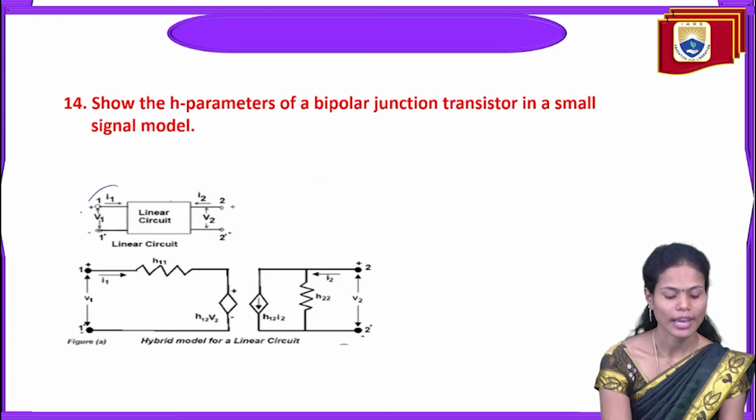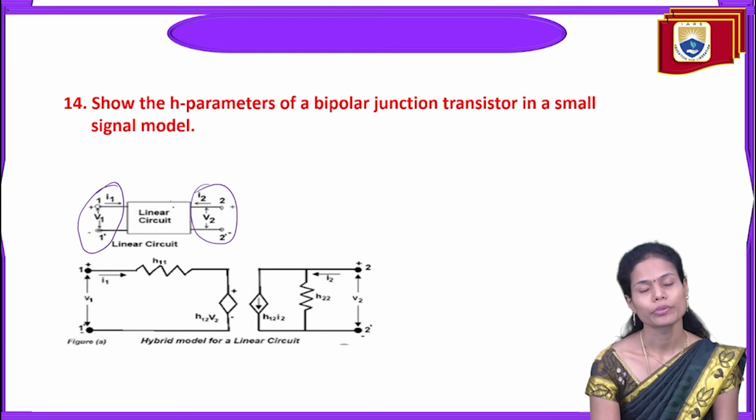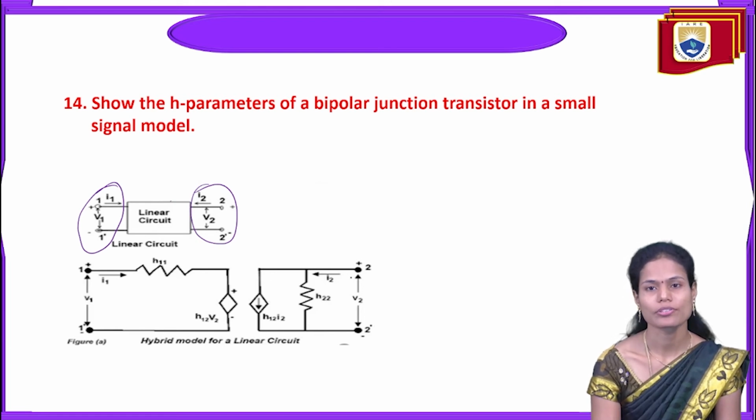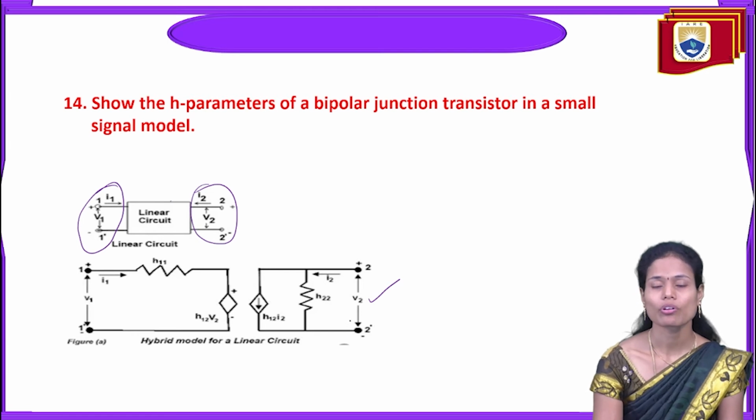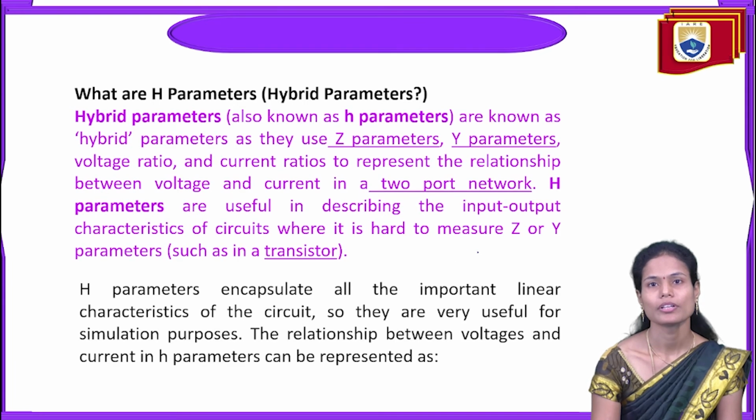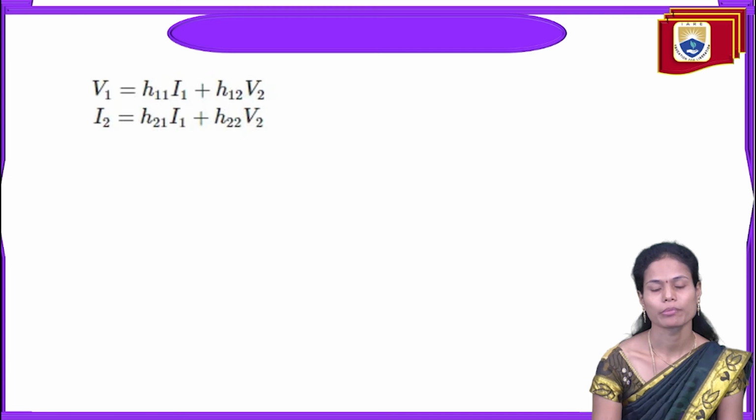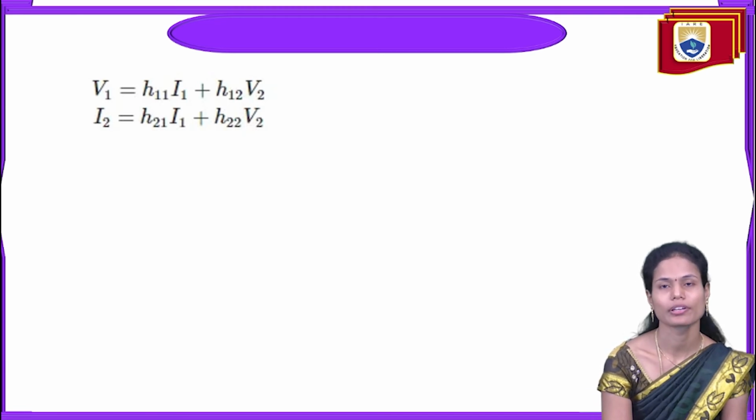On the input side we have the input voltage and current, and on the output side we have the output voltage and current. So every transistor we can represent in the hybrid equivalent circuit in this way. To draw this circuit, we have to calculate all the H parameters, H11, H12, H21 and H22. To calculate these H parameters, I am taking this particular relation.